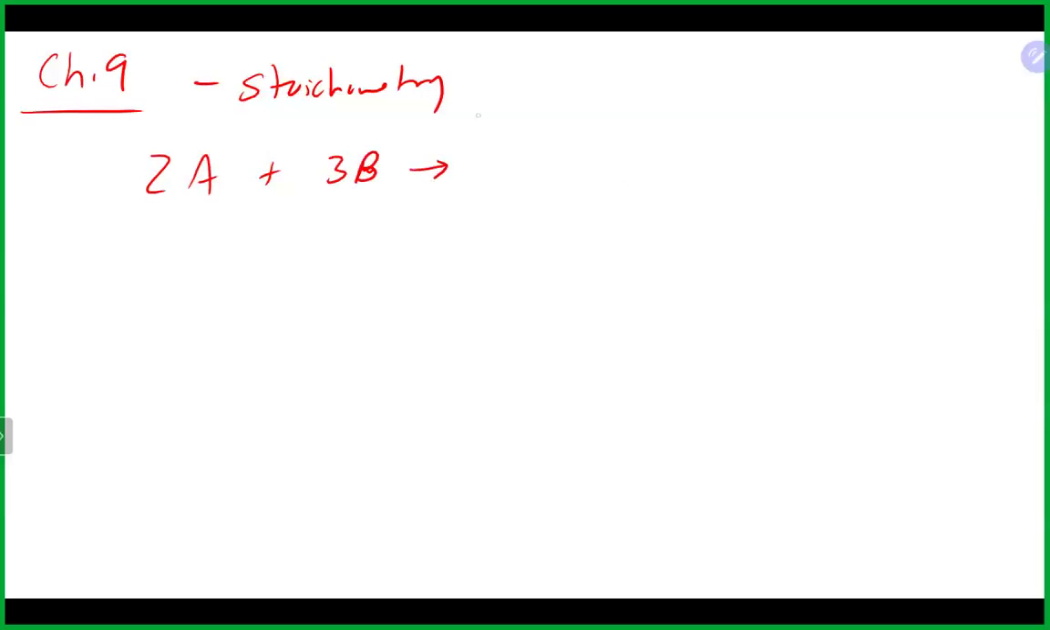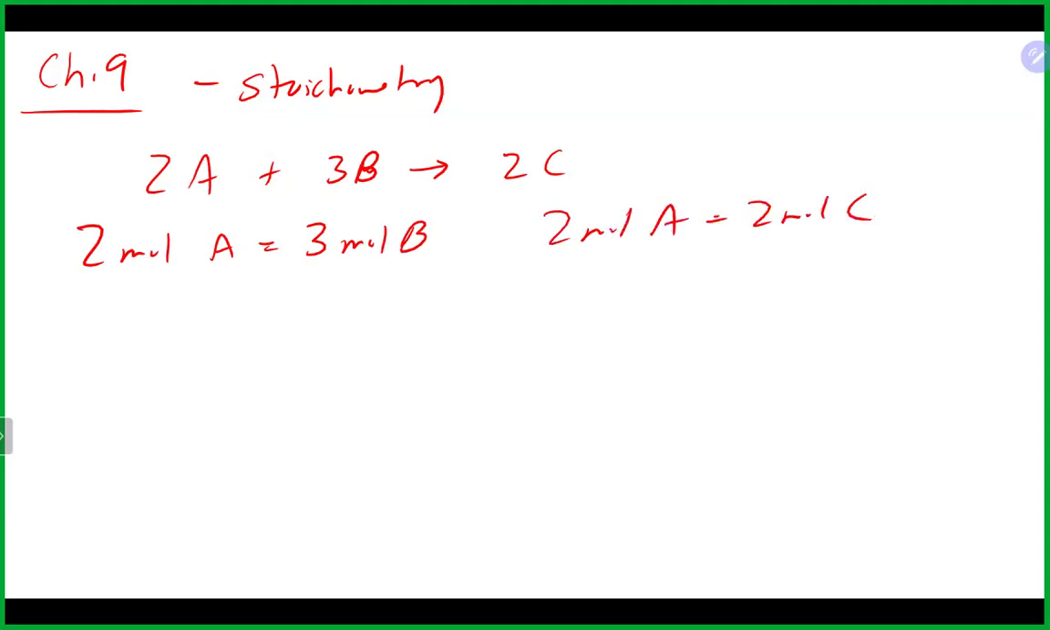Then we went to 9. And 9 was everybody's favorite thing, right? Stoichiometry. And pretty much in 9, we talked about basic stoichiometry. So if you have an equation, you could take the coefficients as conversion factors. And you could say, for example, for every 2 moles of A, I get 3 moles of B. For every 2 moles of A, I produce 2 moles of C, and so forth.